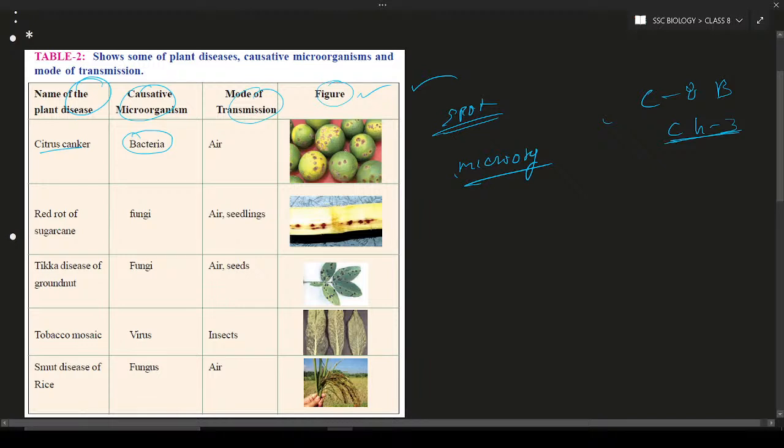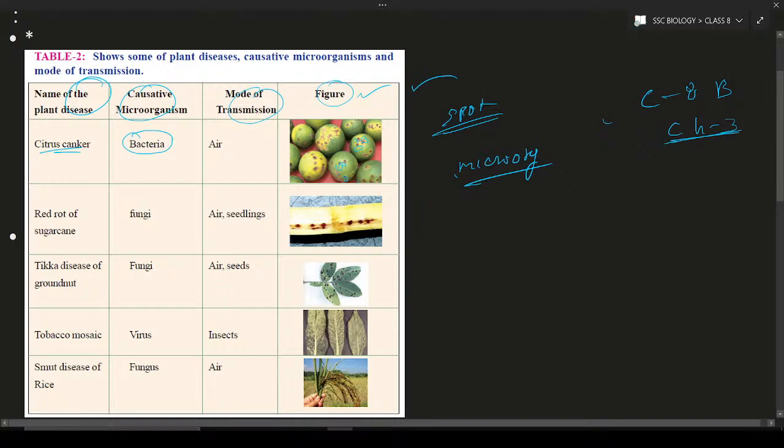In this diagram you can see the lemons have brown spots. These brown spots are symptoms. A symptom is an indication that a particular organism has a particular disease. This is citrus canker: on the lemons you can see the brown spots. These brown spots on the lemons are the disease, caused by bacteria.